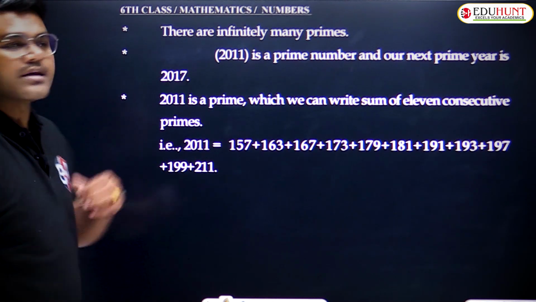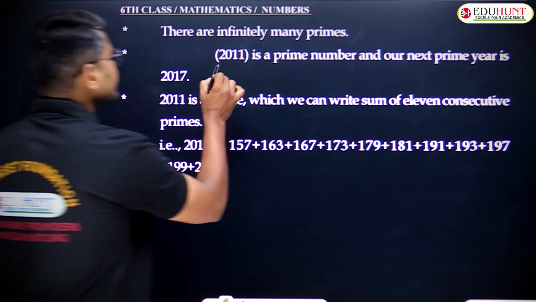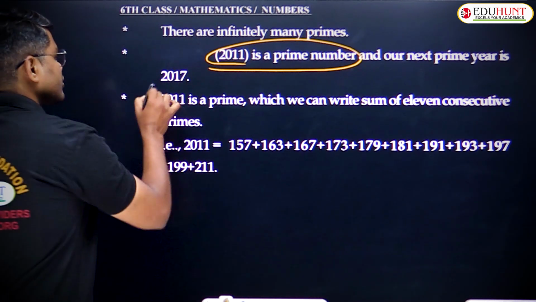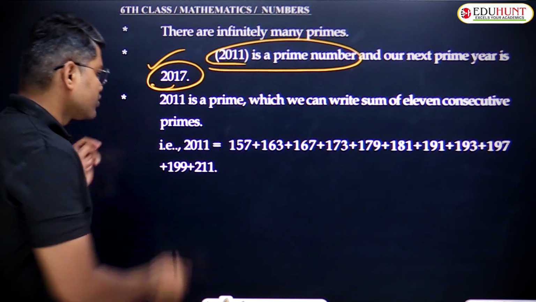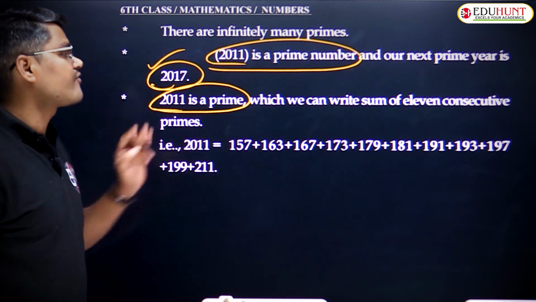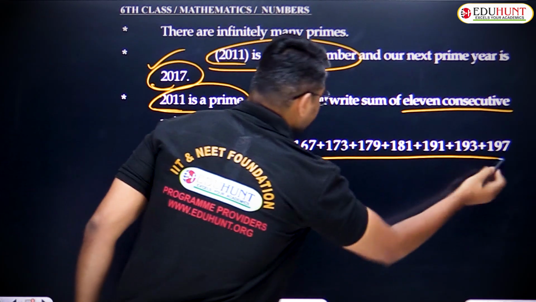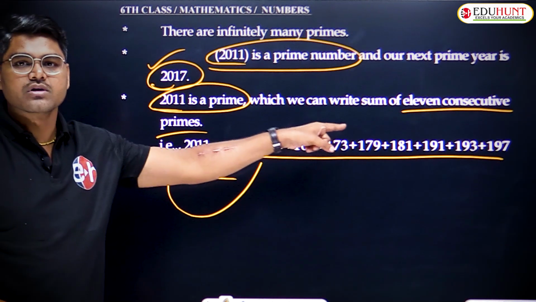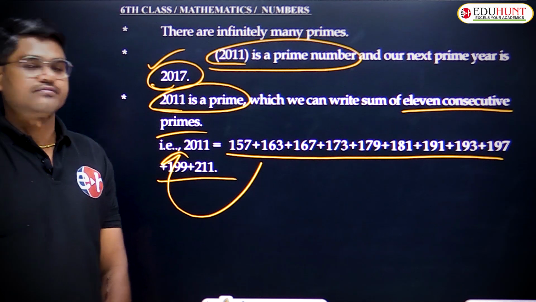There are infinitely many prime numbers. And 2011 is a prime number, and the next prime year is 2017. 2011 is a prime which we can write as the sum of 11 consecutive prime numbers. These are the 11 consecutive prime numbers. The sum of these 11 consecutive prime numbers is 2011.